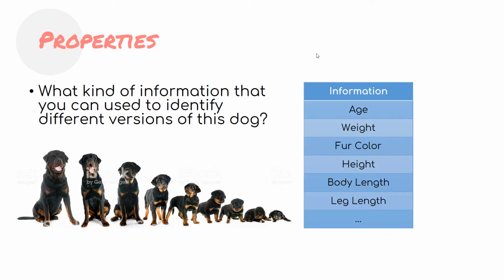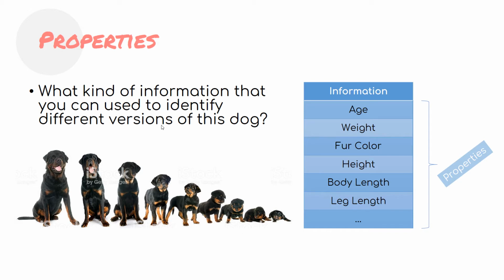In order to identify these different versions of the dog, I would need information like age, weight, fur color, height, body length, leg length, and a lot more. I'm just listing everything I can think of, and this information is just called properties. If you think of the dog as a system, then all this information are properties of the system.